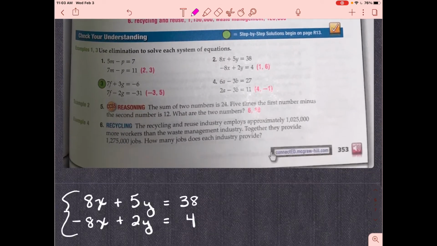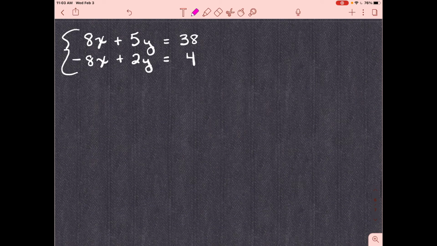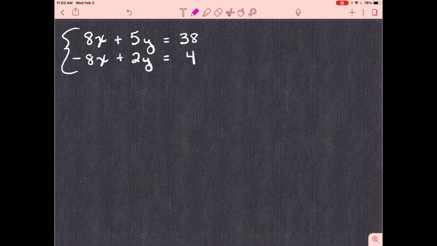All right, so let's work a couple problems. Write down this system and pause the video if you're watching this by yourself, and then turn it back on to see how you did.